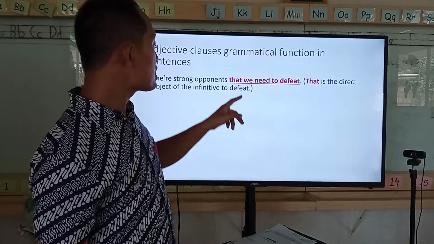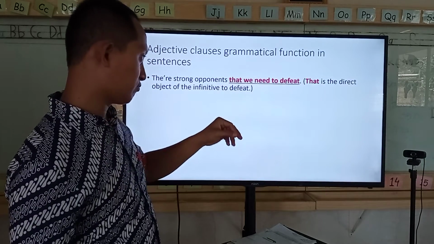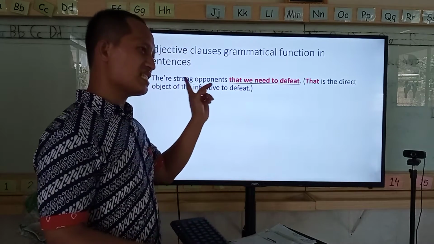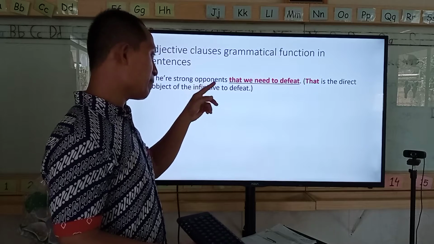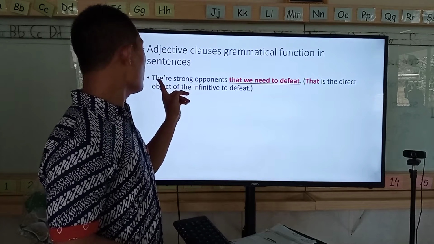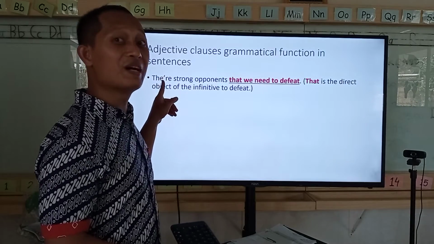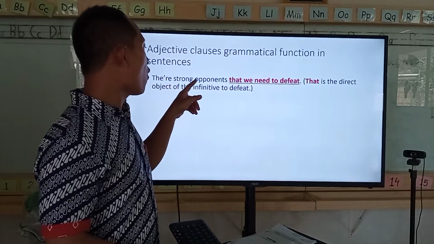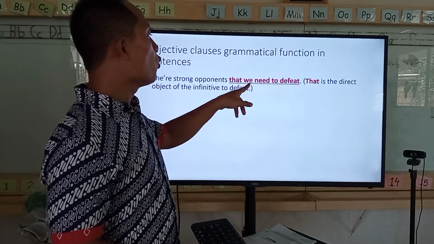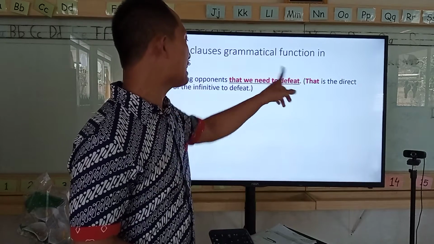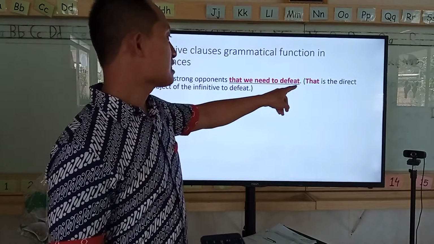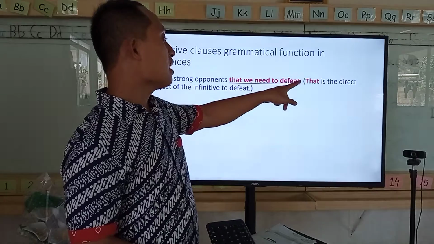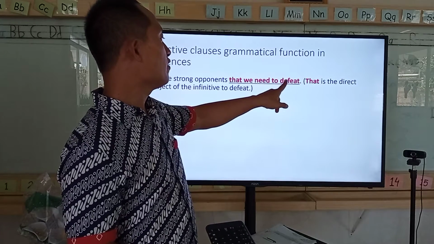Why is it so? Because when we break down this sentence into two independent clauses, we would have they. Oh, sorry, I made a mistake. It should be they too. They are strong opponents, and we need to defeat them. So that here, as a replacement of them in the second clause, is the direct object of the verb defeat.